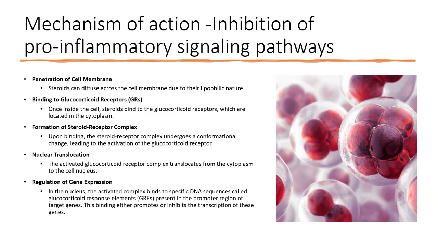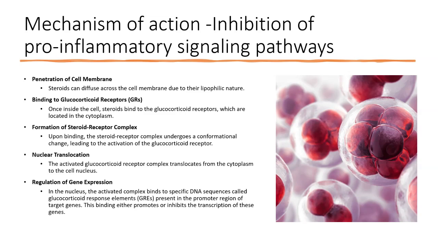Penetration of cell membrane. Steroids are lipophilic, meaning they can easily diffuse across the cell membrane. This characteristic allows them to enter cells readily and reach their intracellular targets. Binding to glucocorticoid receptors, GRs. Once inside the cell, steroids bind to glucocorticoid receptors, which are located in the cytoplasm. These receptors are specific to glucocorticoids, a subtype of corticosteroids known for their potent anti-inflammatory properties.